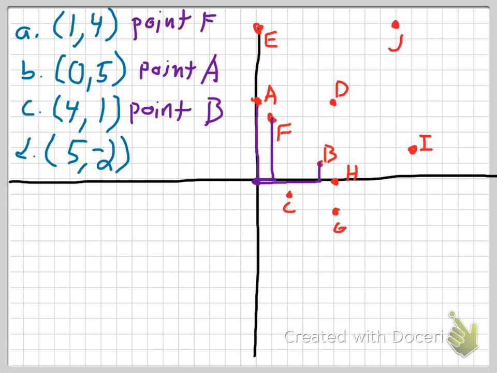Okay, and letter D tells us 5, -2. So over 5, 1, 2, 3, 4, 5. But if it's -2, now I need to go down 2. 1, 2. Oh, that's point G.